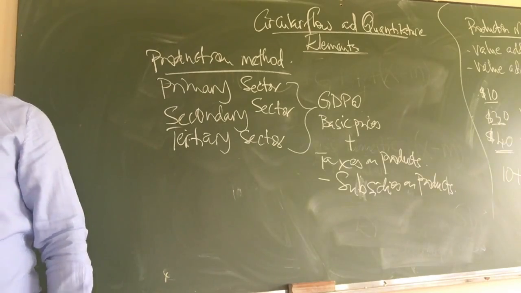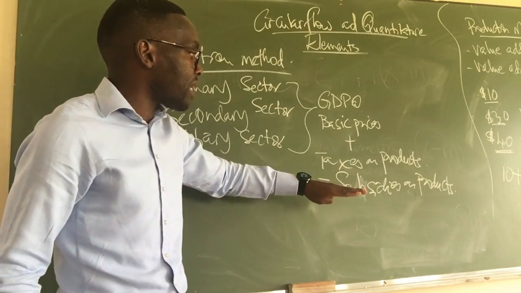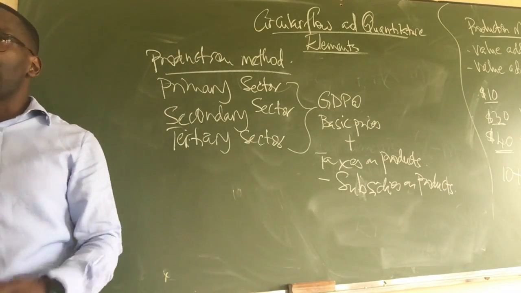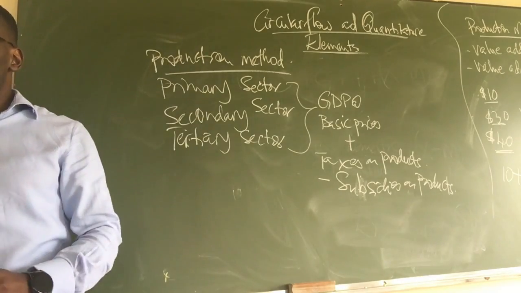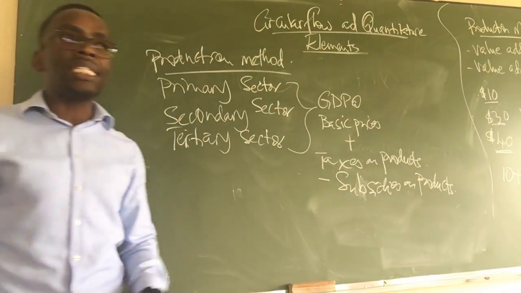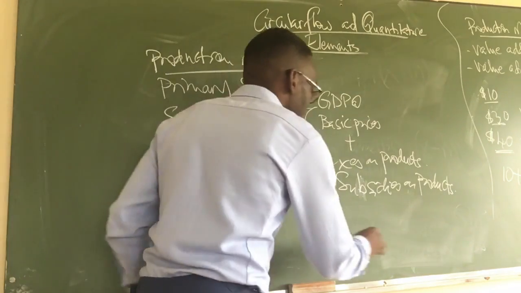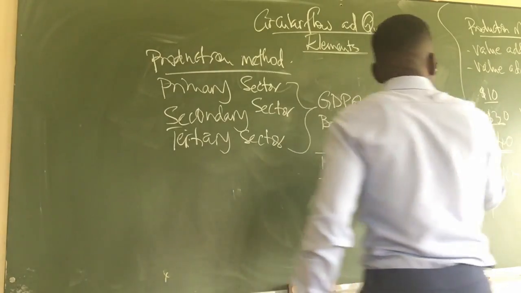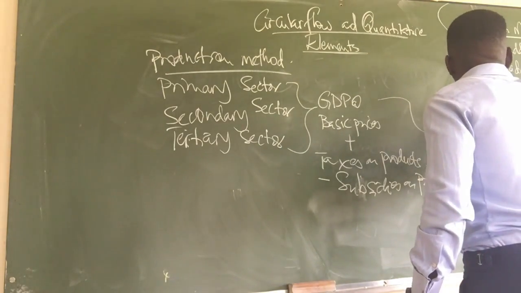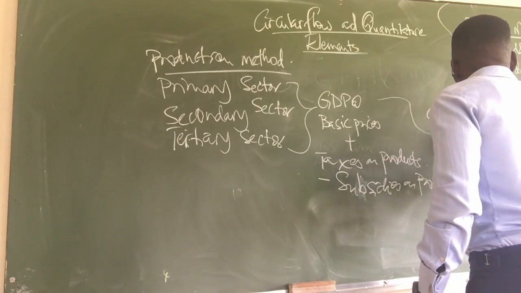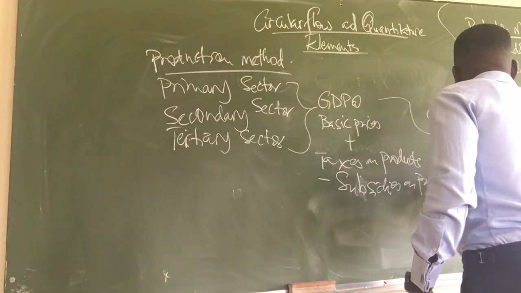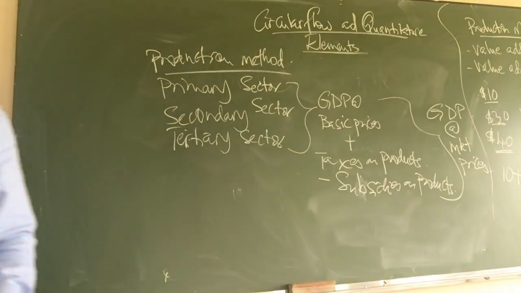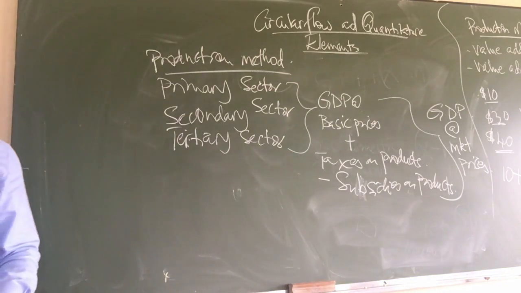Understood? When you add your taxes on products, you subtract your subsidies on products, the answer that you get is what is called the gross domestic product at market prices. In other words, the GDP at market prices. It's called the GDP at market prices.